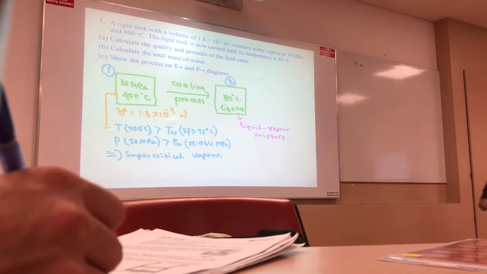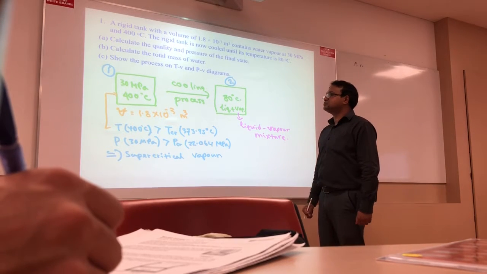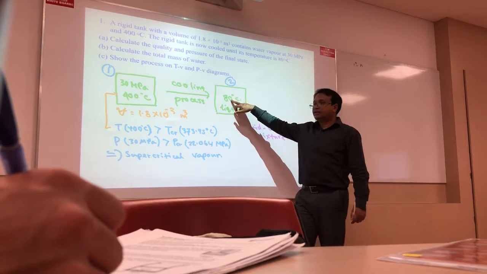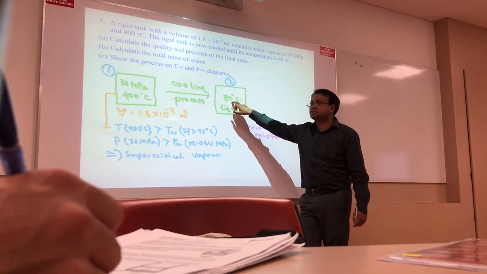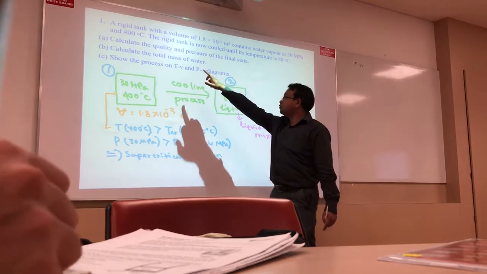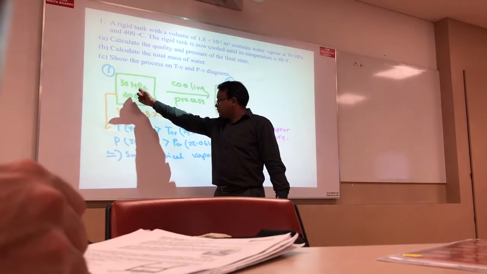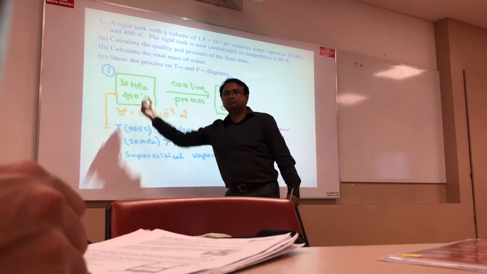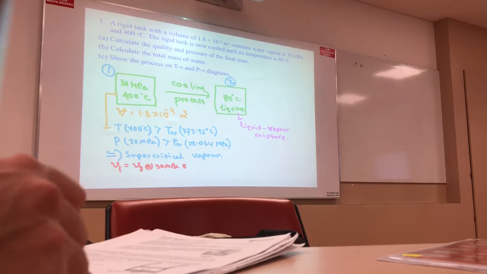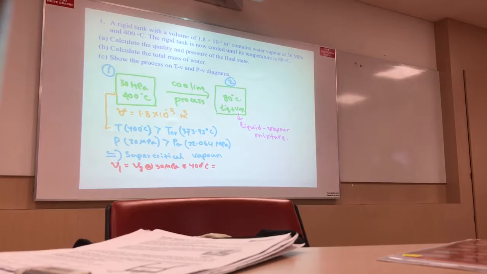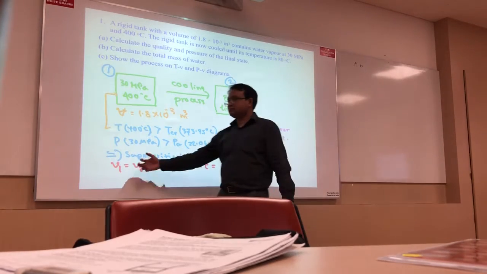So now it is very, very easy to find the quality and pressure of the final state. Correct. What is the final state pressure? 80 degrees Celsius, right? What is P2? P saturation with respect to 80 degrees Celsius. Done. And they tell me calculate the quality. Easy. So what is the V1? I can find, right? No problem. V1 is equivalent to Vg with respect to 30 megapascal and 400 degrees Celsius. And I can get it from table A6, right? I just plug in this value.